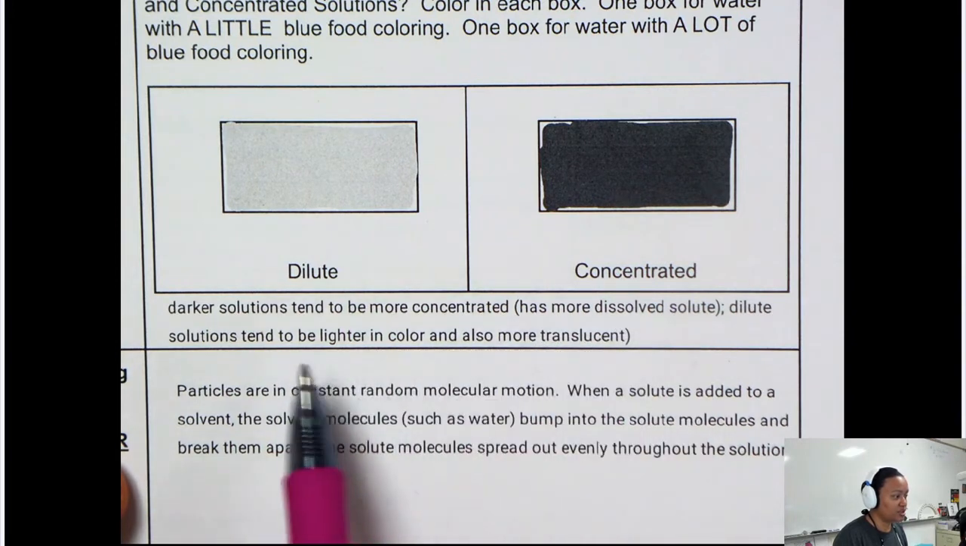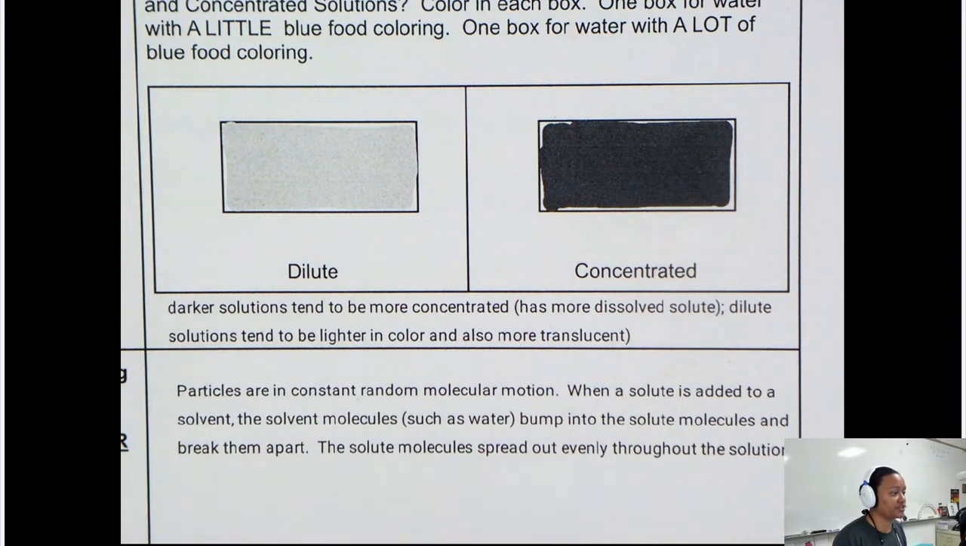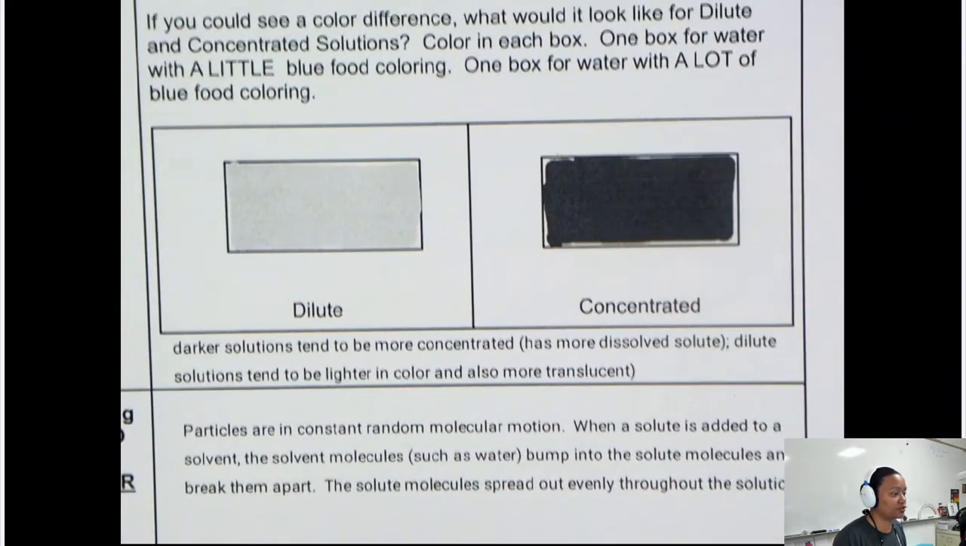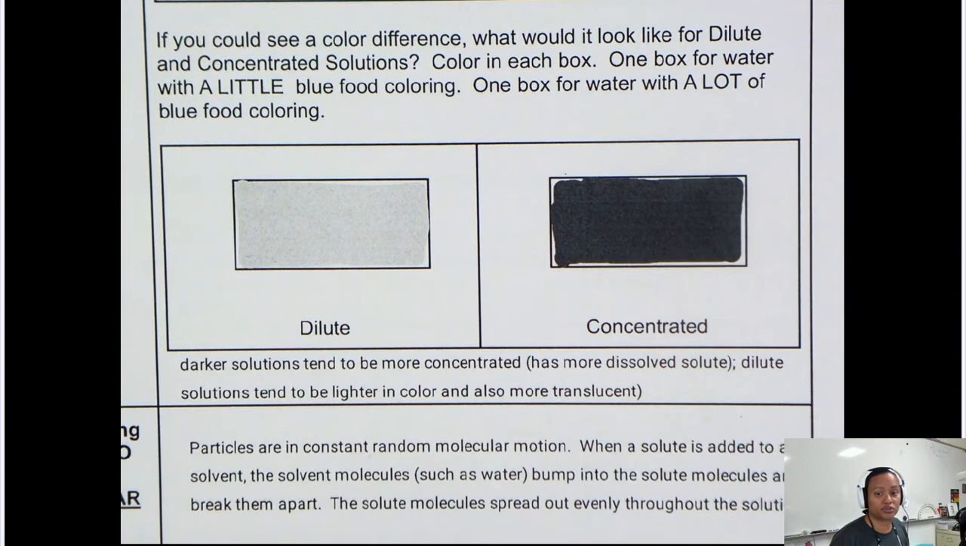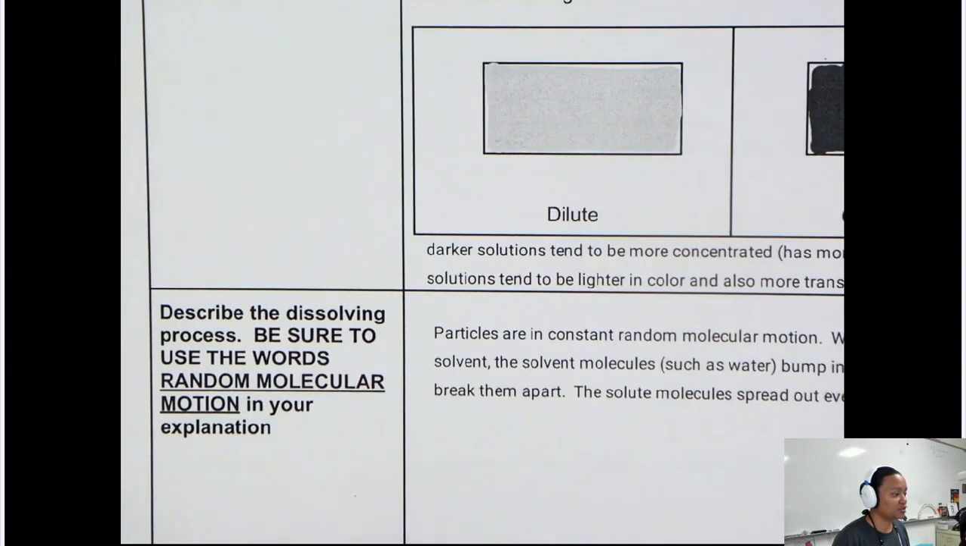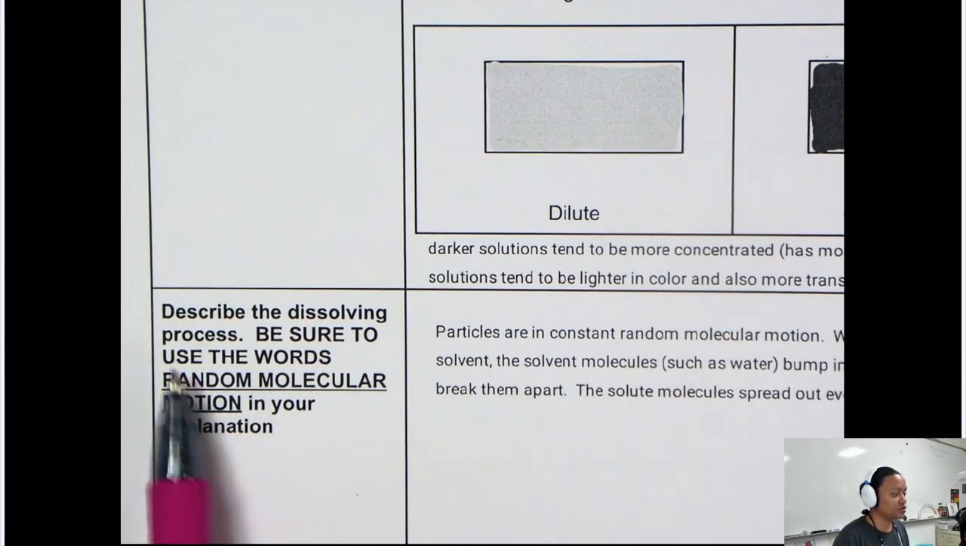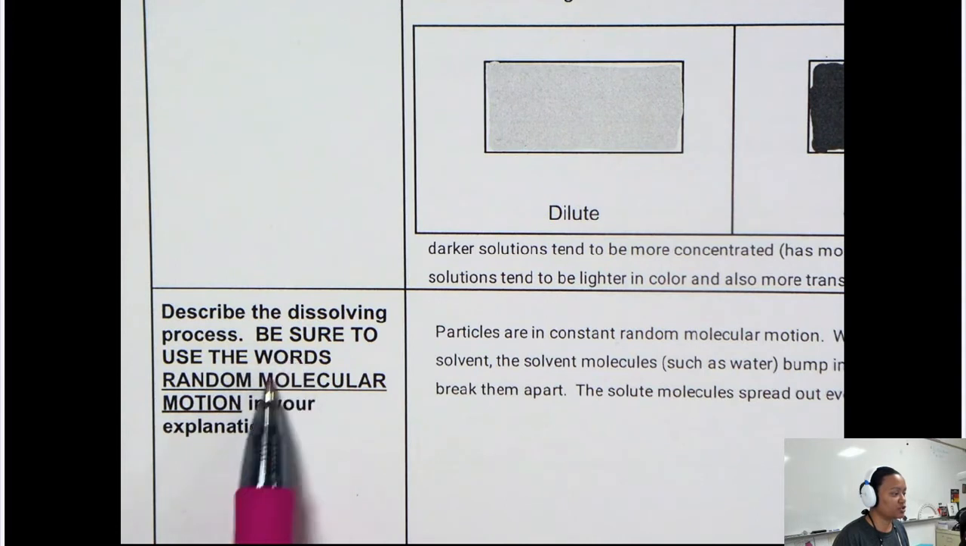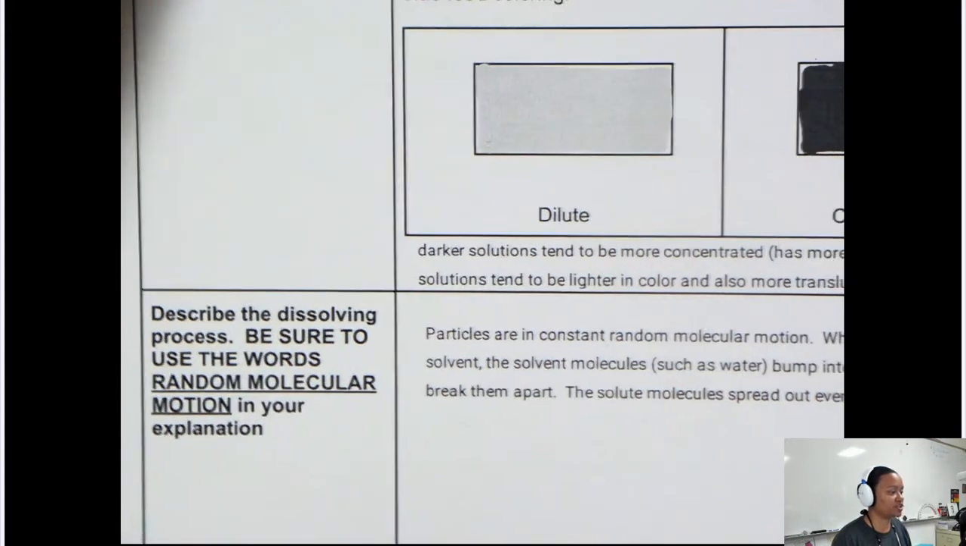Dilute solutions tend to be lighter in color and also more translucent, all right? Allows more light through than darker solutions. All right, and then the next part said, again, if you need to pause it to get this down, please do so. Describe the dissolving process. Be sure to use the words random molecular motion in your explanation.